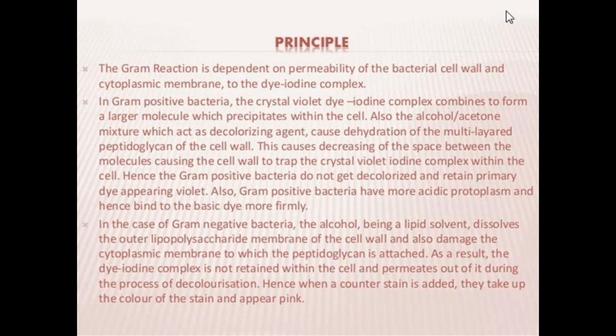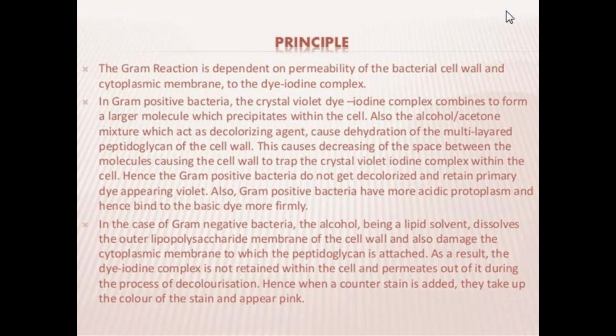What is the main principle in observing these gram positive and gram negative bacteria? The dyes cause the visualization of bacteria by being taken up. Gram positive ones take up one particular dye, whereas gram negative ones also take up a dye, but the differentiation is present by taking up different dyes. Here, the crystal violet iodine complex combines with the bacterial molecule, and that causes precipitation within the cells.